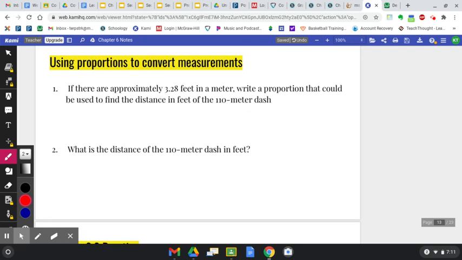All right, using proportions to convert measurements, right? And we did this in section 6.1. We didn't really cross multiply to do it, right? We did it in a sequential order, but the ratios would stay the same. For example, it says there's 3.28 feet in 1 meter, right? Well, that would be proportional to the 100-meter dash.